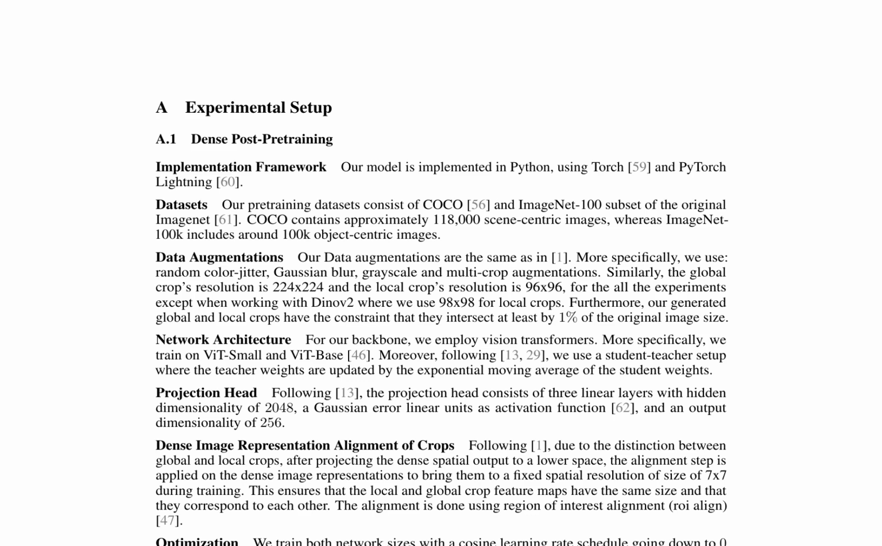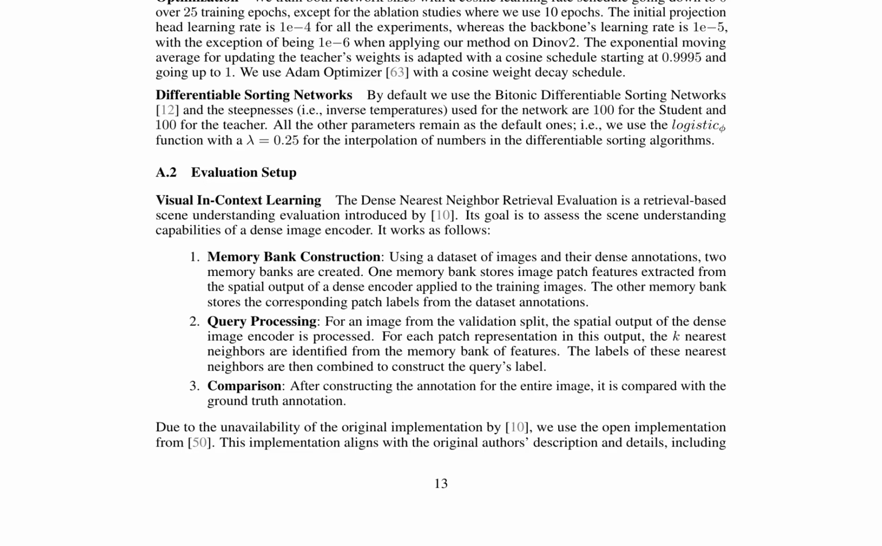The research paper discusses the implementation details of an experimental setup for dense post-pretraining, including the use of Torch and PyTorch Lightning for the model implementation. The datasets used consist of COCO and ImageNet 100, with specific data augmentations applied. The network architecture employs vision transformers, and a student-teacher setup is used. The projection head consists of 3 linear layers with a Gaussian error linear units activation function.